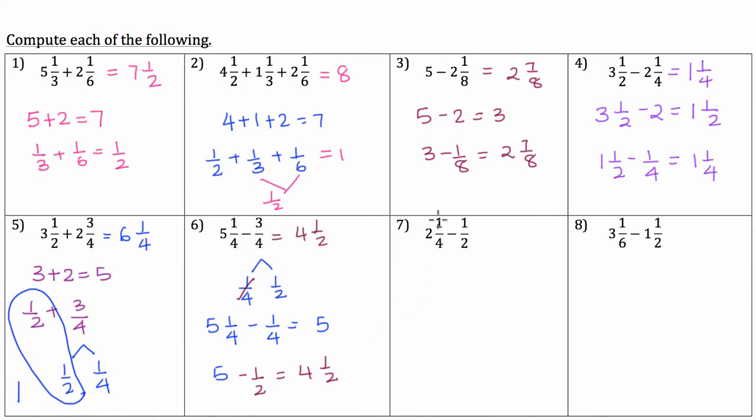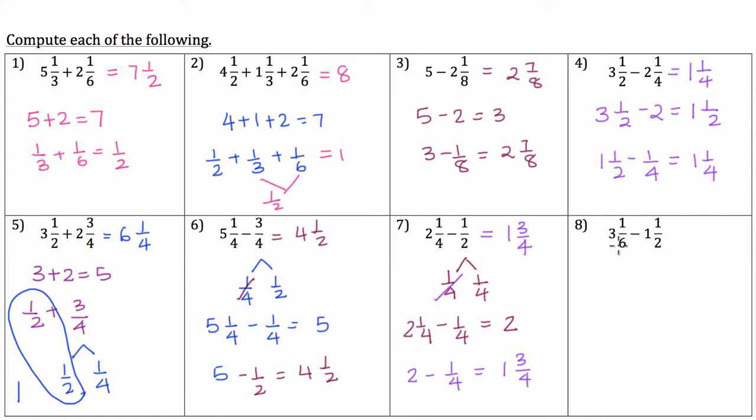The next one is 2 and 1/4 minus half. So we'll do the same thing. We know that half is made of 1/4 and 1/4. We really want to get rid of this 1/4. So 2 and 1/4 minus 1/4 equals 2. So we got rid of this 1/4. And now we have to take away this 1/4. So 2 minus another 1/4 equals 1 and 3/4. So 2 and 1/4 minus half equals 1 and 3/4.